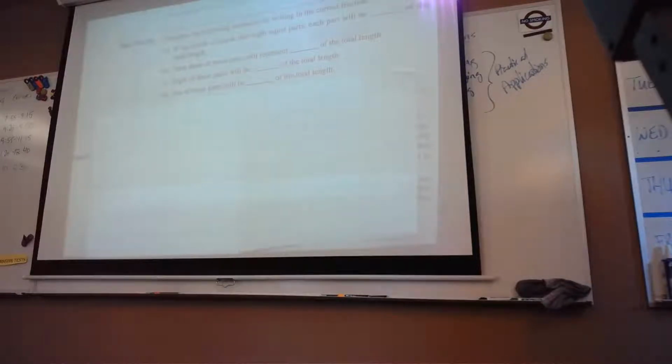A, if we divide a length into 8 equal parts, each part will be what fraction of the total length? 1/8, agreed? Excellent. Andrew, 3 of these parts will represent what fraction of the total length? 3/8. You good? 3/8.